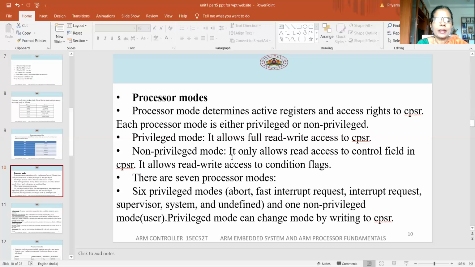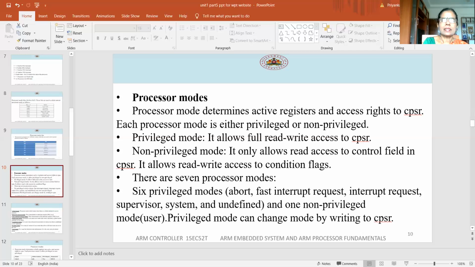So don't be confused. Privileged mode means full read and write access. Non-privileged means there is not full read and write access. For some fields, read and write access is there. For some fields, only read access is there. So remember, in the control field you will have only read access, and in the conditional flags you have both read and write access of the CPSR.